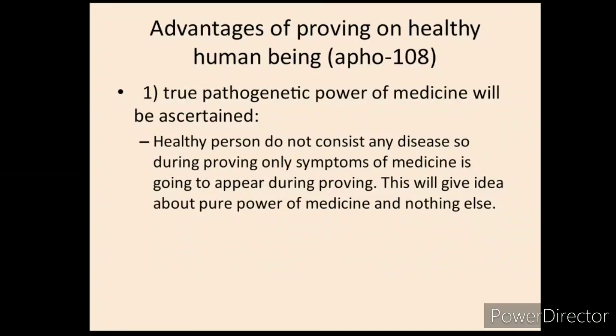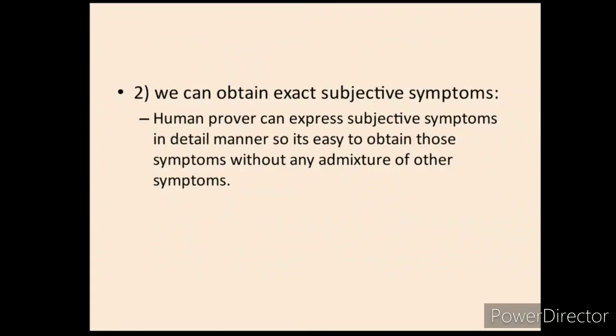Now let us discuss the advantages of proving on healthy human being, which is given in aphorism number 108 in Organon of Medicine. The first advantage is, true pathogenetic power of medicine will be ascertained. So this kind of proving is going to give you a very perfect and true pathogenetic property of a medicine. The second advantage is, we can obtain exact subjective symptoms.